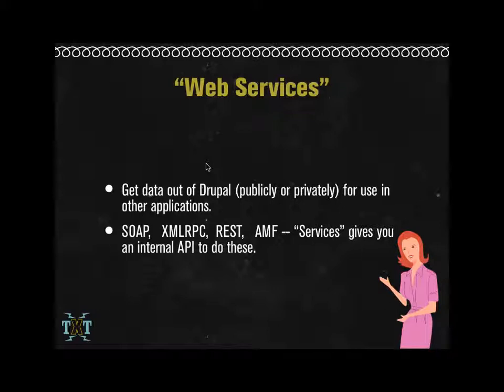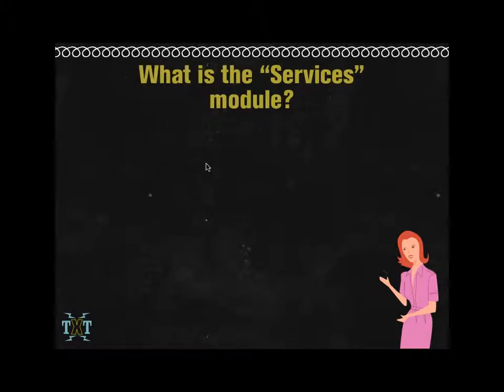You've got SOAP, XML RPC, REST, which kind of doesn't really fit into the service-oriented model, but I think there is still a REST-based interface for services out there somewhere, or AMF, which is a Flash binary ones and zeros format that's really light and lean, specifically for Flash and Flex applications. Services gives you an internal API to do these things.